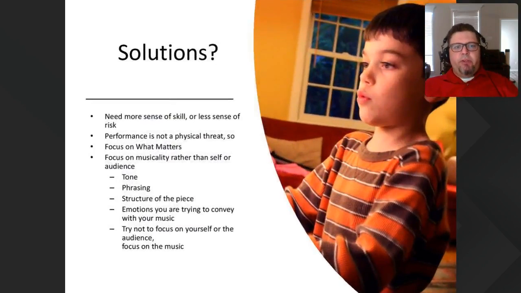So solutions: we need more sense of skill. So we need the student to feel like they have more things to bring to bear, or we need to desensitize to risk. So we can build them up and say, we need a 1. We want that trophy. We want to beat the high school marching band down the street. And if we were going to do that, then we better have a lot of skill. Or we can say, don't worry about the outcomes. Just do your best. I know that we've done everything we can to practice to this point, and you're going to do fine. So we're desensitizing risk.